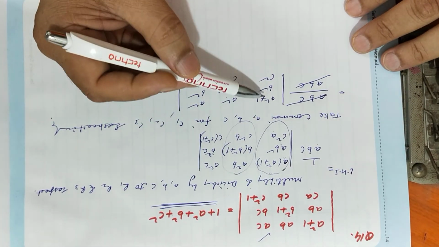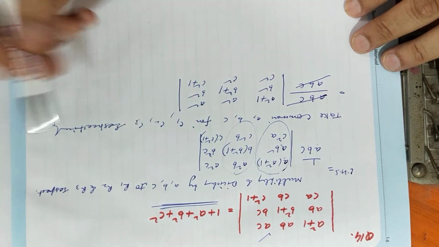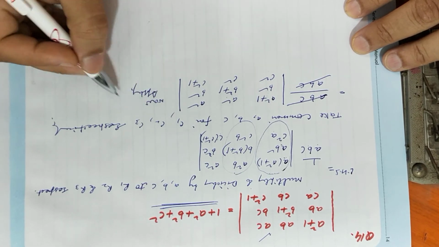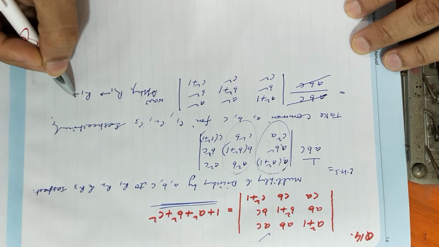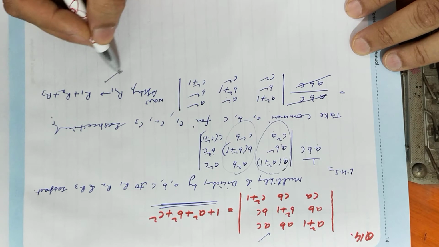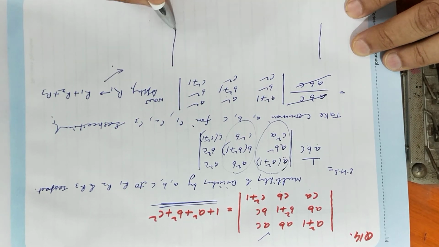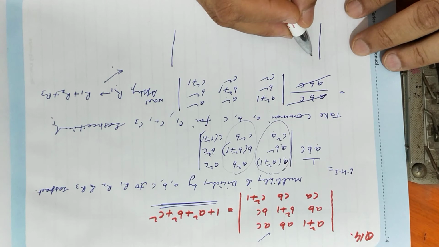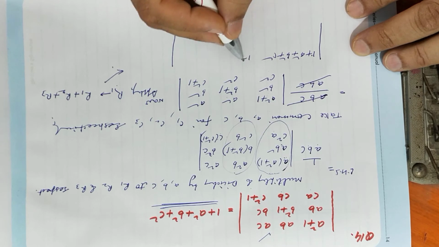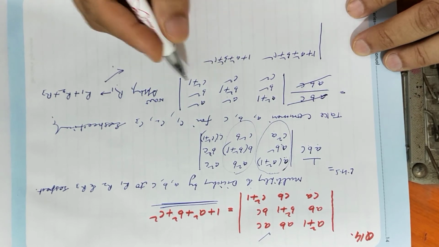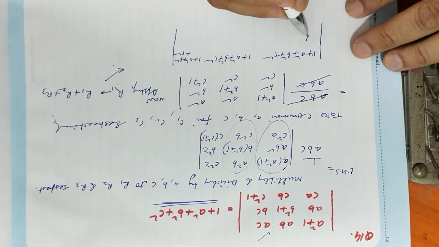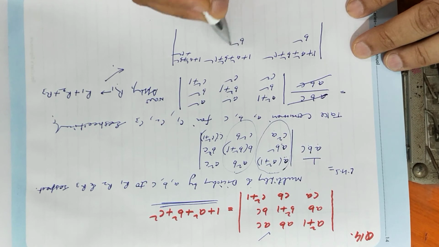Note it carefully. If you add these rows, you can get this easily. So we can now apply this operation: R1 tends to R1 plus R2 plus R3. So what will you get? There is a change in R1. So it would be 1 plus a square plus b square plus c square, 1 plus a square plus b square plus c square, 1 plus a square plus b square plus c square. And there is no change in R2 and R3, right, as it is.